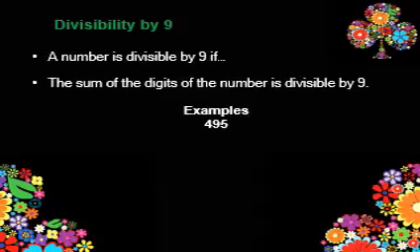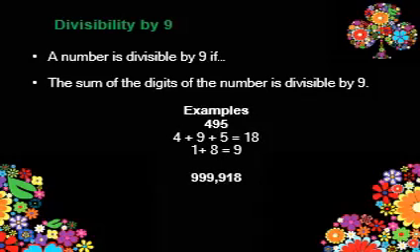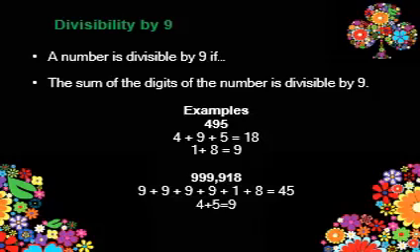So if you add them, for example, we have 495. If you add 4 plus 9 plus 5, it's 18, and 18 is divisible by 9, so this number is divisible by 9. And another example, 999,918. I'm going to add all the digits. I'm going to get 45. If you add 4 plus 5, it's 9. So here the sum should be 9. The sum should be 9 to tell that this number is divisible by 9. While in the divisibility by 3, the sum could be 3, 6, or 9. But in the divisibility by 9, the sum should only be 9.